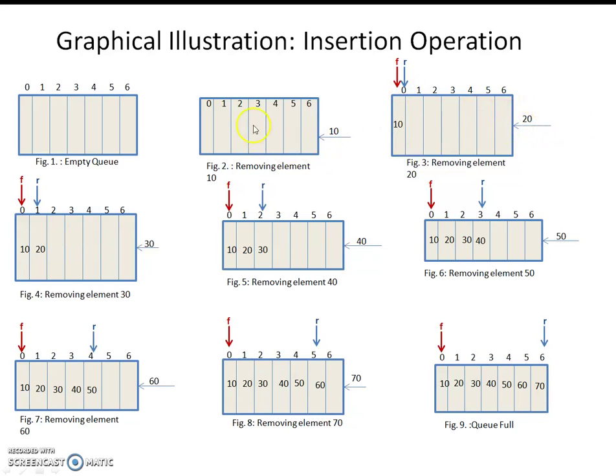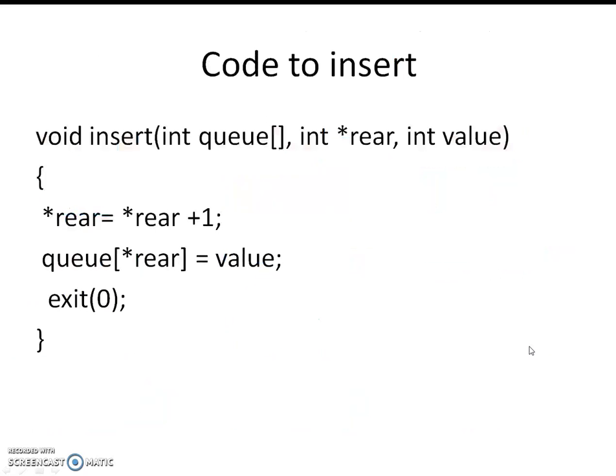I want to insert 20 now. So the rear pointer is now incremented, and similarly 30, 40, 50, 60. Similarly, we'll insert 70 and now you can see that the front pointer is pointing to the element which was inserted first and the rear pointer is pointing to the element which is inserted at the last.